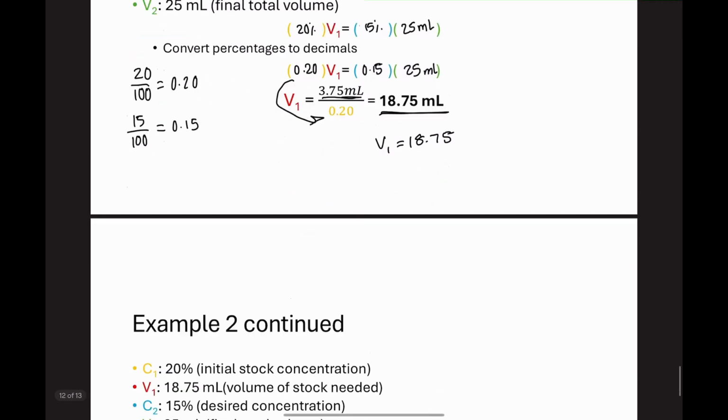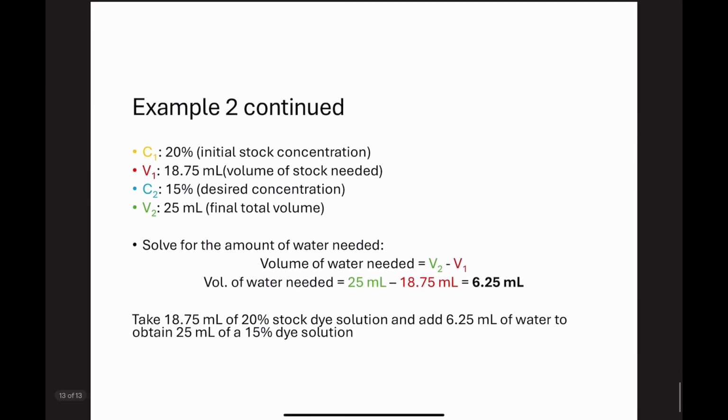The next thing that we have to do is calculate the amount of water that we need to add. So we have to do our V2 minus our V1. So when we subtract 18.75 from 25, we get 6.25 milliliters of water needed. So how we read this is that we have to mix 18.75 milliliters of our 20% stock dye solution, which is our initial stock concentration. So we mix 18.75 milliliters of our 20% stock solution with 6.25 milliliters of water to obtain a total volume of 25 milliliters of a 15% dye solution.